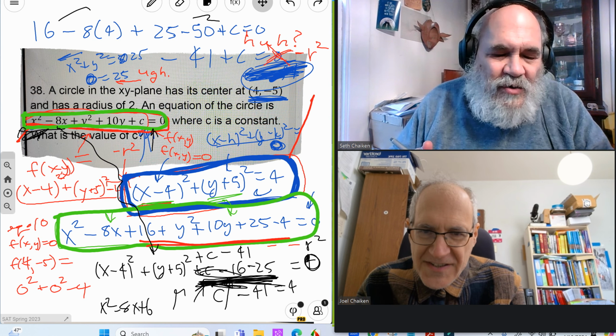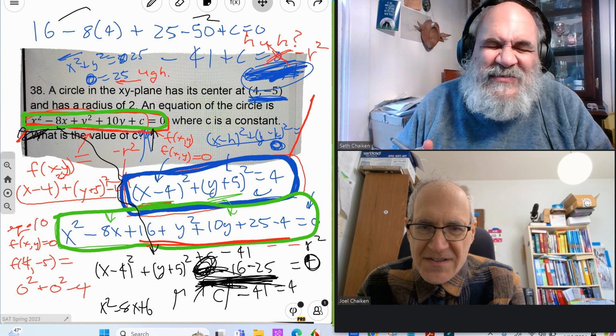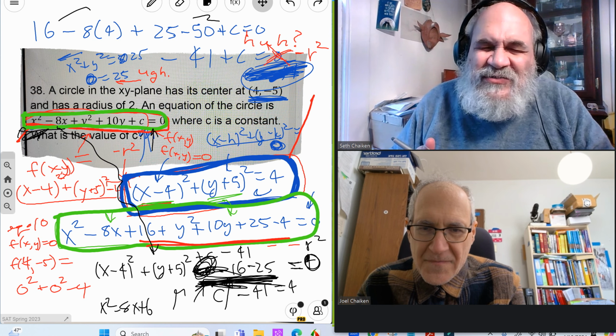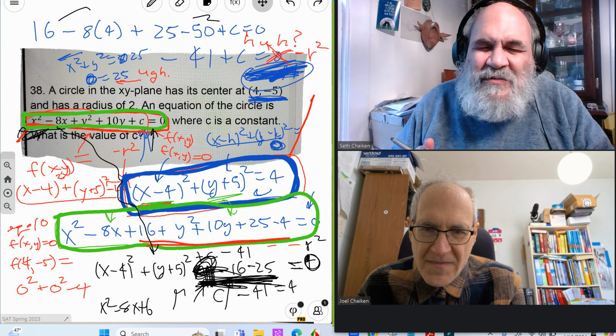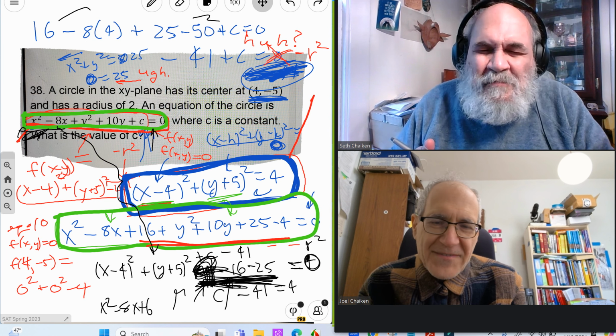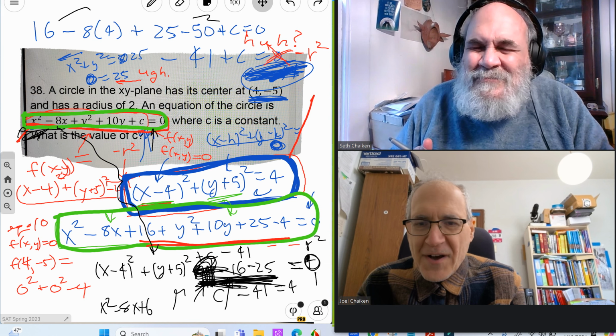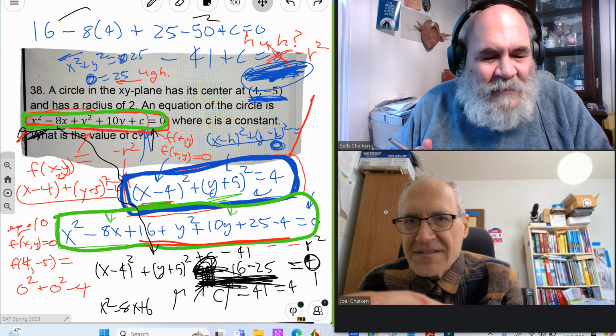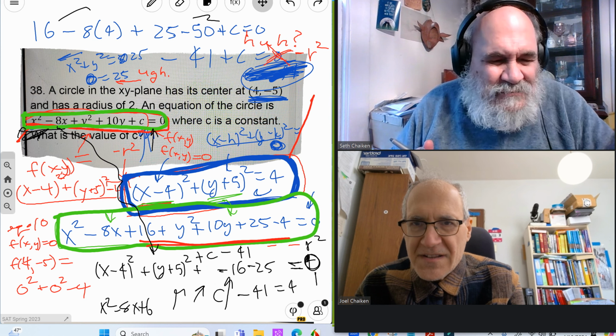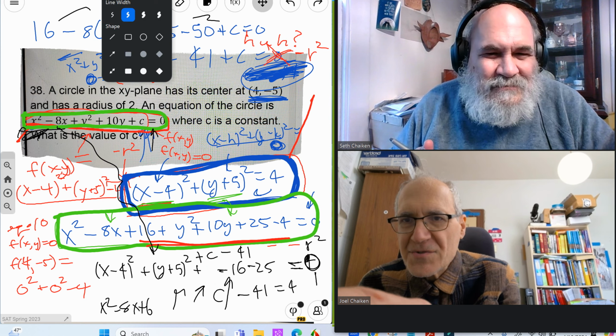There's no C. You cannot conclude that C is -4. It doesn't make sense to even have a C. No, no, no. I see the mistake. There's no need to have the C in here.